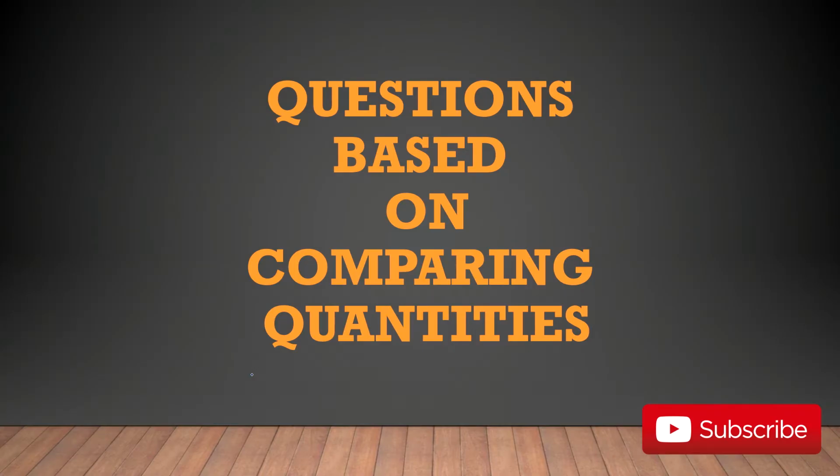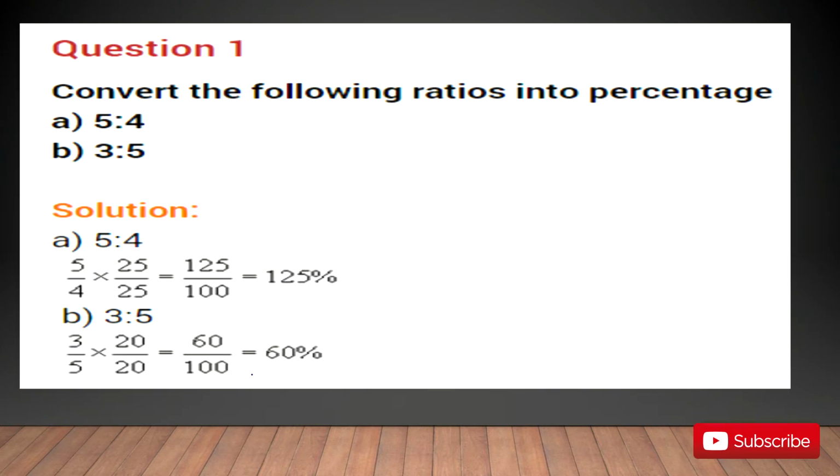Let us begin. So questions based on comparing the quantities. So first question is: convert the following ratios into percentage. Now as you can see on the screen, whenever we say that we have to convert anything into percentage, it means you have to convert the given ratio into a fraction, and then further the fraction will be multiplied by 100.